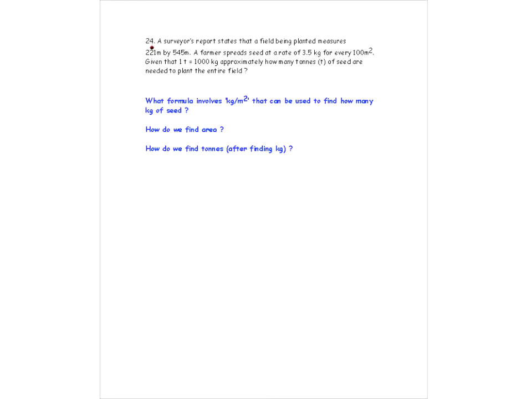All right? Okay, so this one says, a surveyor's report states that a field being planted measures this many meters by this many meters.